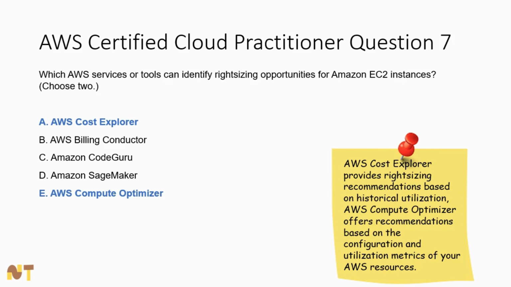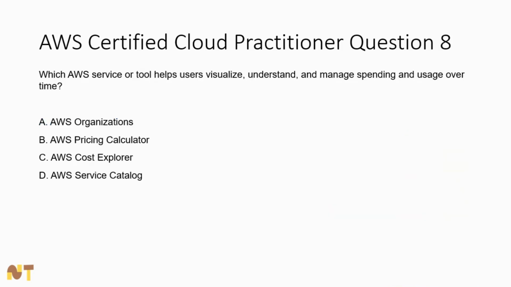Let us look at the other options also. There is no AWS service with the name AWS Billing Conductor, so that option is ruled out. Amazon CodeGuru is a developer tool that provides intelligent recommendations for improving code quality. And Amazon SageMaker is used to build, train, and deploy machine learning models quickly. These services do not help to identify right-sizing opportunities in Amazon EC2 instances. Moving on to our next question.